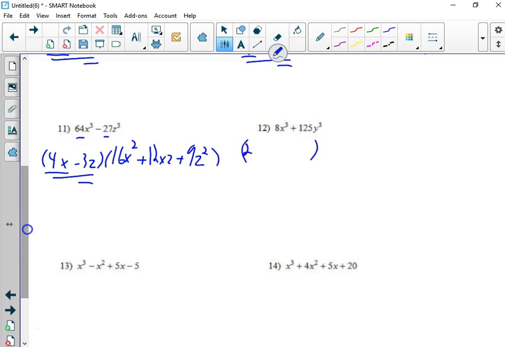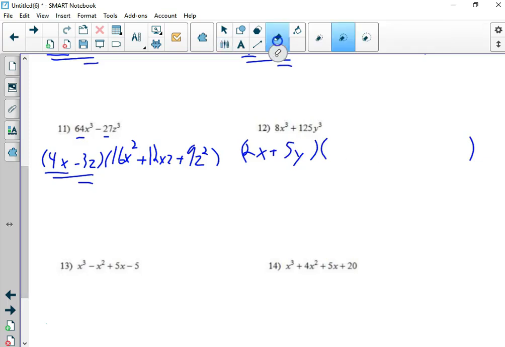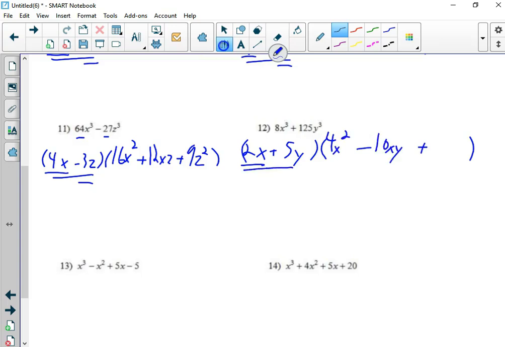Cube root of 8, cube root of x cubed, cube root of 125, cube root of y cubed. Same, opposite. That's not opposite, is it? Opposite, always positive. Square that. Multiply them. Don't forget both variables. Square that.